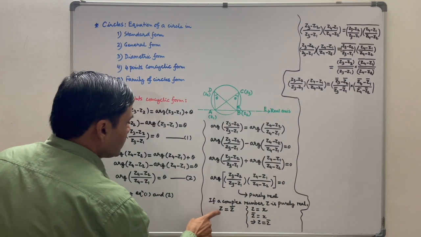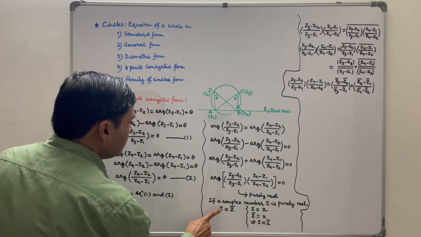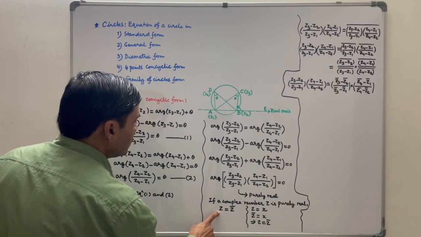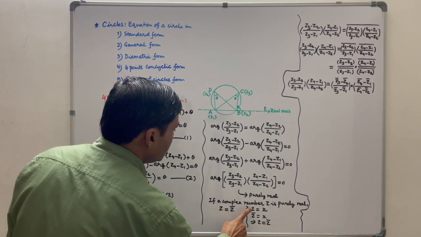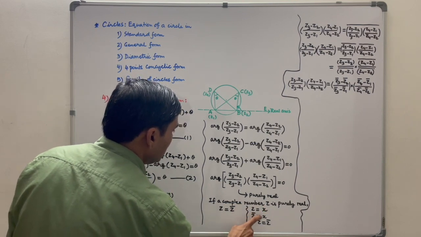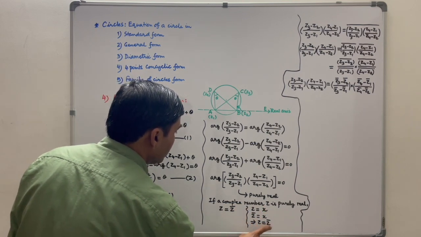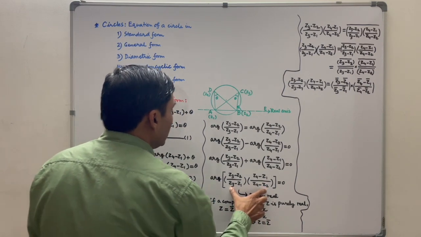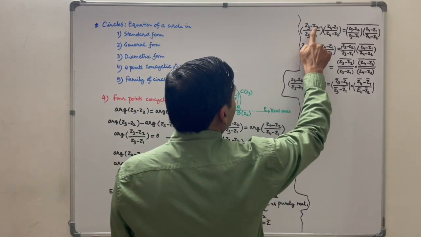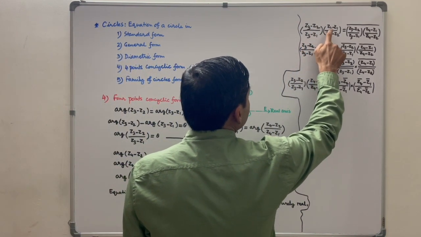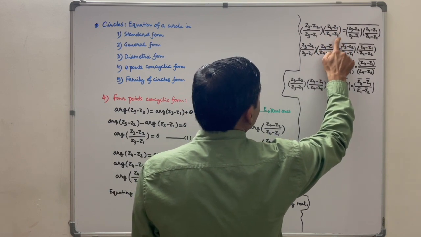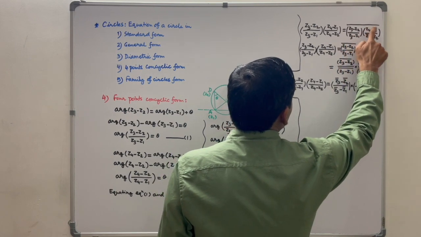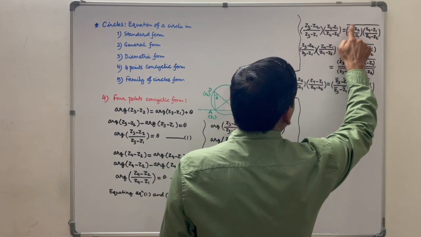Now suppose the complex number is z. So we can write z is equal to z bar if z is purely real. Let us see how. Suppose z is purely real, so we can assume z is equal to x. So z bar is equal to x. That means z is equal to z bar. Now we will write this is equal to this bar. So z3 minus z2 upon z3 minus z1 into z4 minus z1 upon z4 minus z2 is equal to z3 minus z2 upon z3 minus z1 into z4 minus z1 upon z4 minus z2 whole bar.